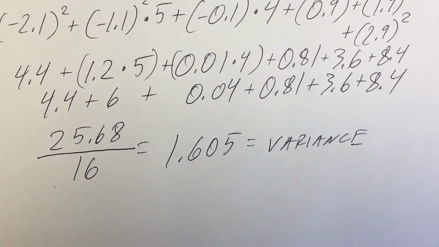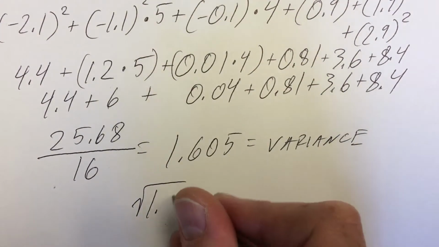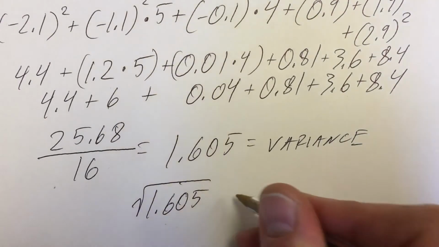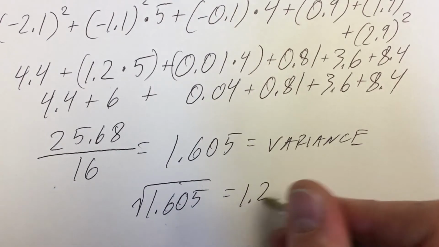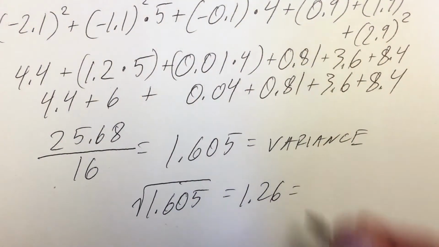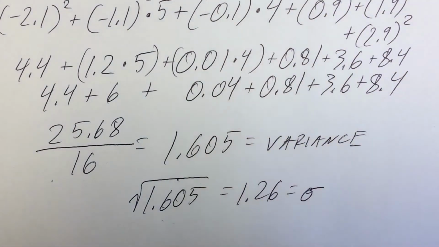The second part of the equation, or final part, is the sigma or standard deviation. By taking the square root of the variance, or the square root of 1.605, that value would be 1.26, and 1.26 again would be sigma, also known as the standard deviation.